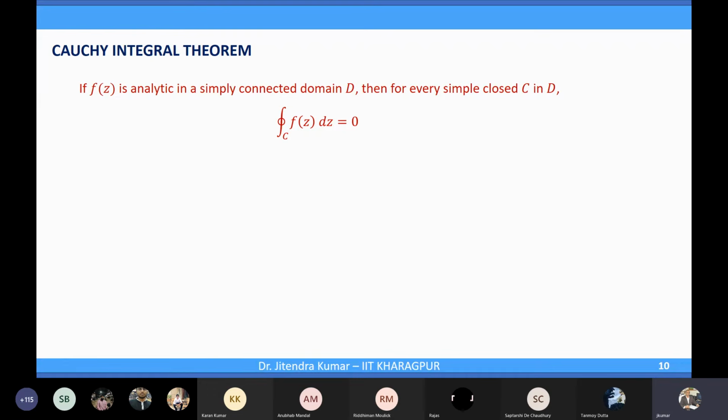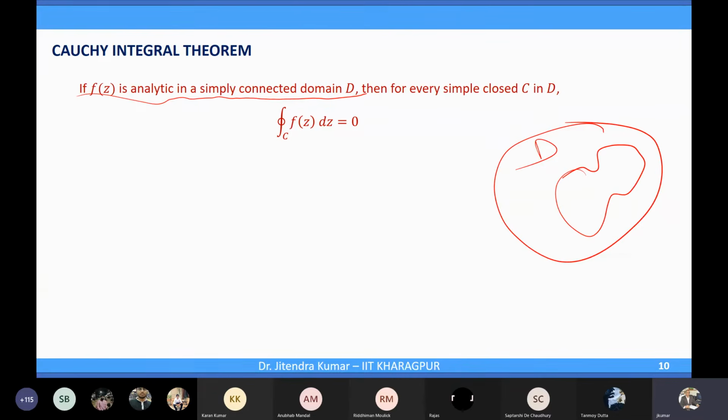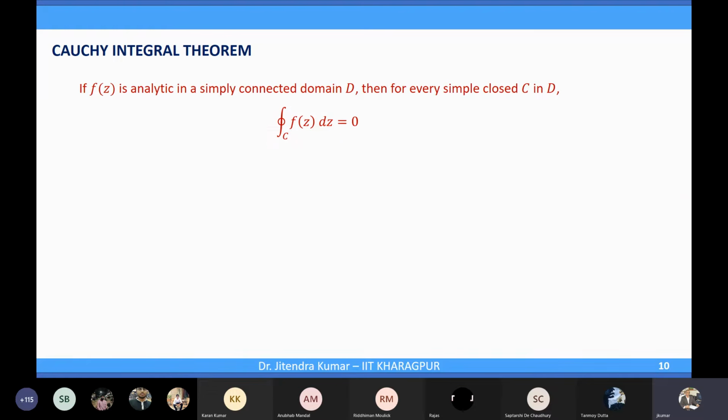Now the Cauchy integral theorem. The Cauchy integral theorem says that if f(z) is analytic in a simply connected domain, you have some D here, a simply connected domain, then you take any simple closed curve in this domain D, then the closed integral over the closed path C, this is your C here, of f(z) dz is going to be 0. This is the Cauchy integral theorem. So what are the assumptions that we should again make a note of here? That f(z) is analytic in a simply connected domain.